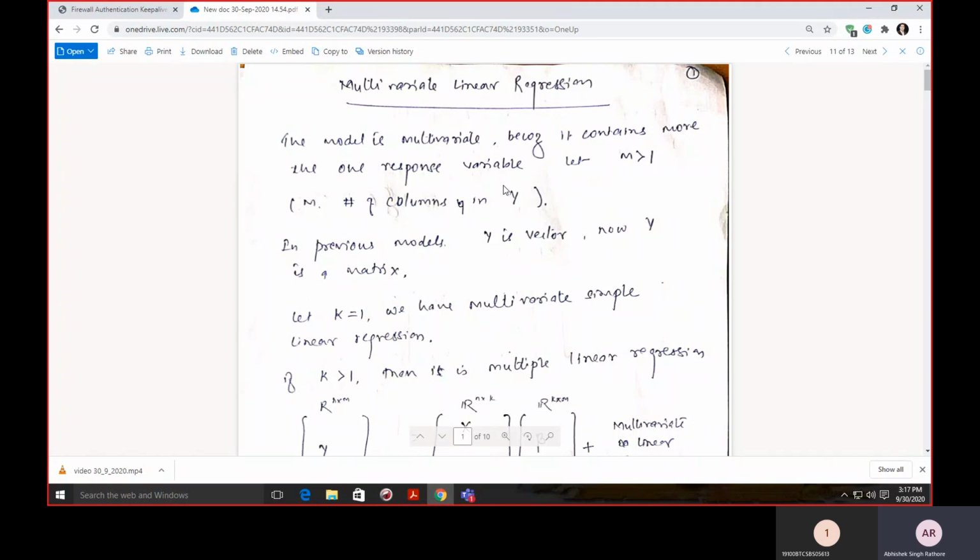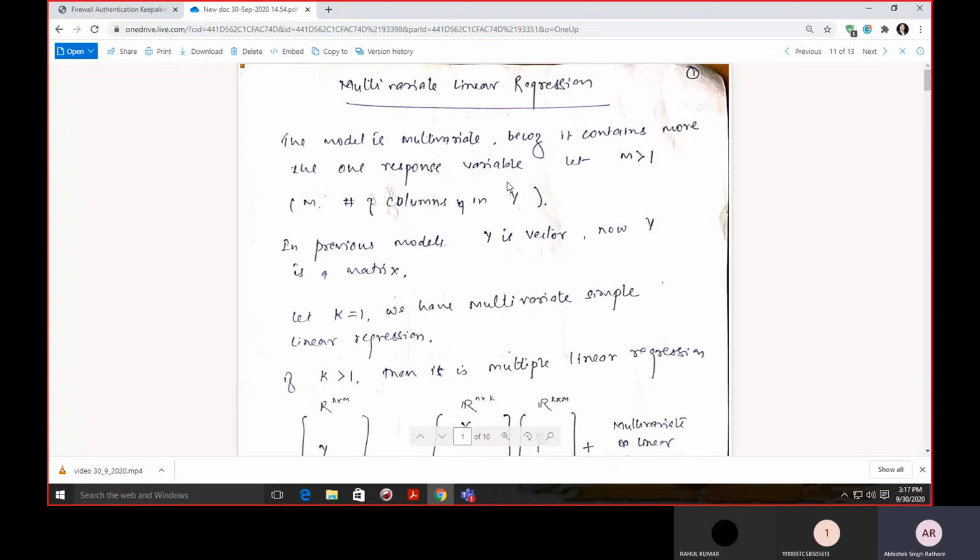So we had started with the multivariate and linear regression. For this multivariate regression, the model is supposed to be multivariate because it contains more than one response variable. That is, हमारे पास जो y आ रहा था, y में number of columns ज़्यादा आ रहे थे. That is, we can say that m is greater than 1. So what is m? m is the number of columns in your y matrix, or the response matrix.